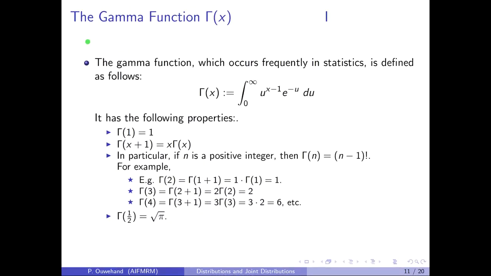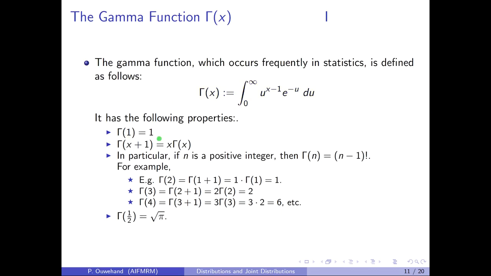The final distribution that we want to introduce here is the so-called gamma distribution, and to do that we need to introduce first the gamma function. This is a function which occurs frequently in statistics and in fact in scientific computing in general, and it's defined as follows. Gamma of x is equal to the integral from 0 to infinity of u to the x minus 1 e to the minus u du. Here u is the variable of integration and x is the variable that we put into the gamma function.